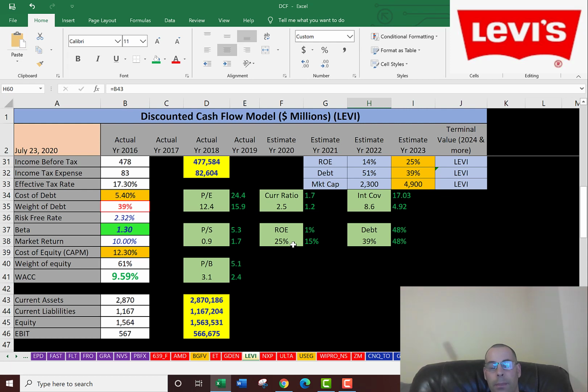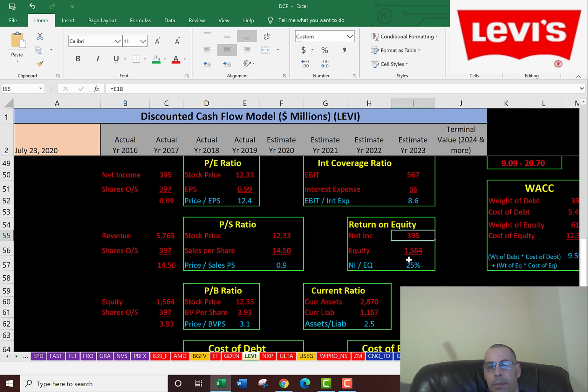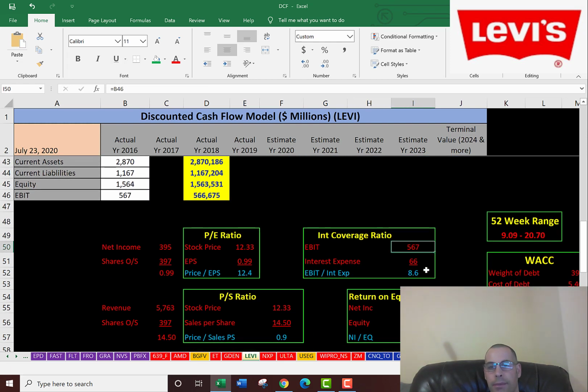ROE at 25%, which is good. I like to see above 20%. That's net income over equity. So they're providing their equity holders with a 25% return. Interest coverage ratio of 8.6. That's EBIT 567 over interest expense 66. So they can easily cover their interest payments.